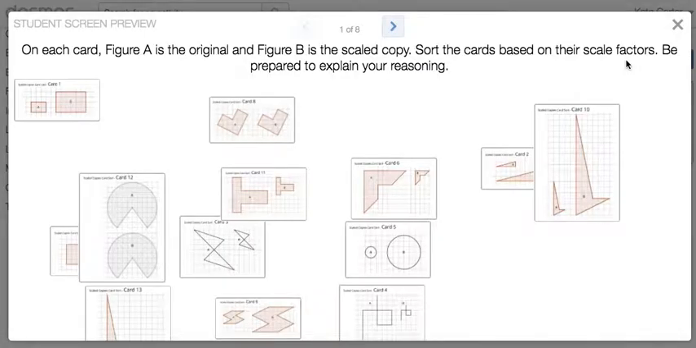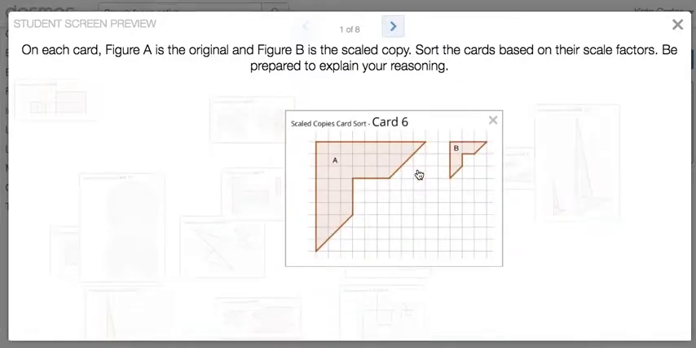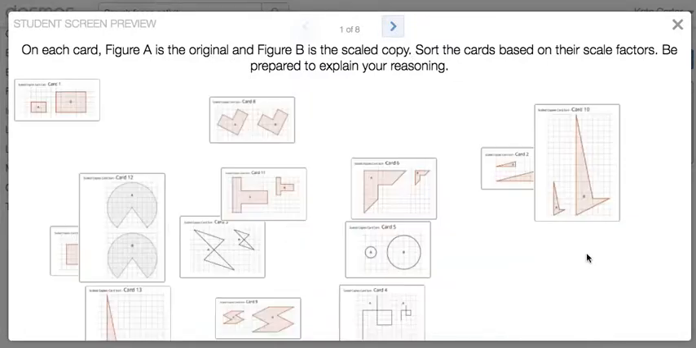So we've been doing some major work with scale factors. So now we need to apply all of this, and we need to think about how can you use scale factors to relate different types of objects or different sets of objects. So we have 13 cards, and on each card, figure A is the original and figure B is the scaled copy. So whatever card I'm looking at, I'm going from A to B. I need to sort the cards based on their scale factors and be ready to explain my reasoning.